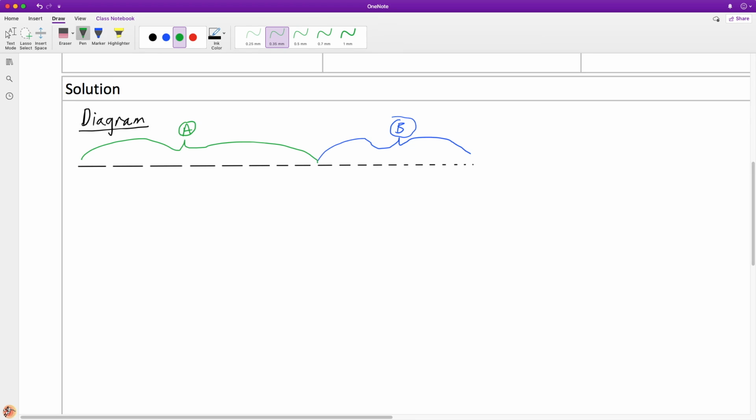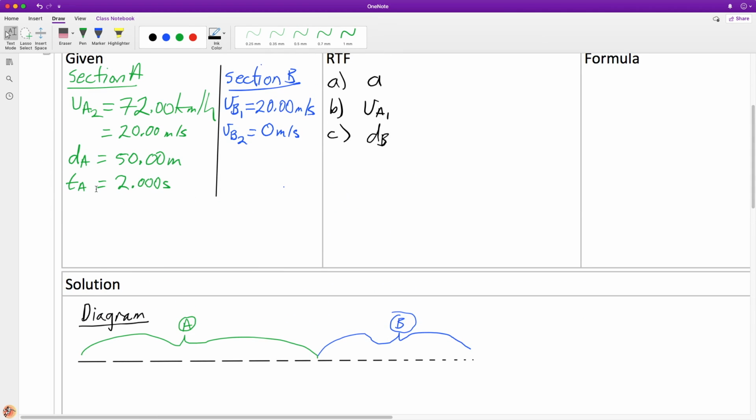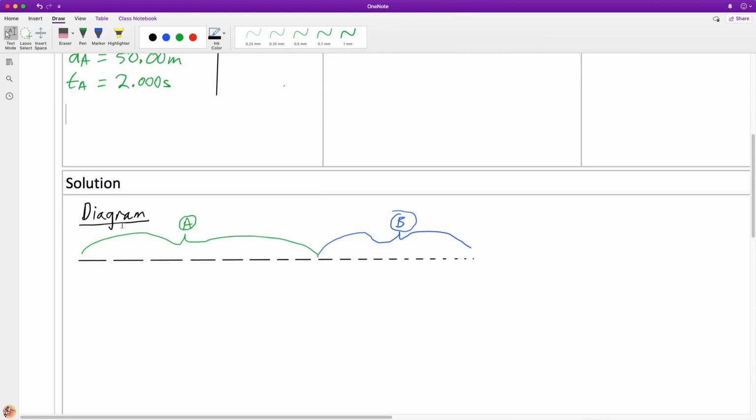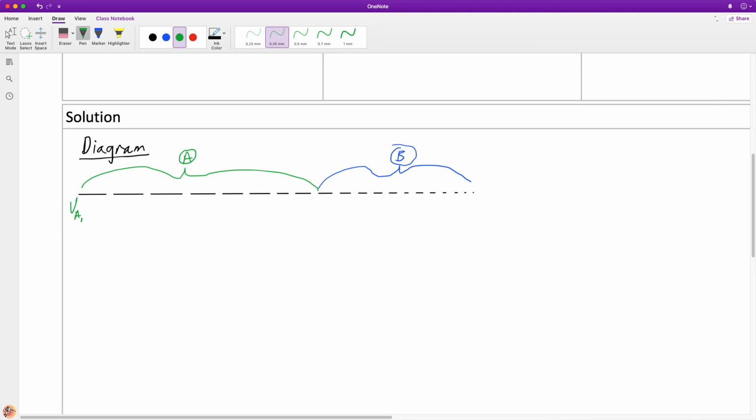So again, I'd like to put the same given information that we have up in the given section. I'd like to also put it in the diagram as well. So I know that my VA1 is unknown. My VA2 is equal to my VB1, and those equal 20 meters per second. And my VB2 is equal to 0 meters per second. The other thing that we know is we know how far we traveled in Section A. We know that the distance or displacement in Section A, and the reason why we can say distance and displacement is because they're both traveling in a straight line and there's no change in direction.